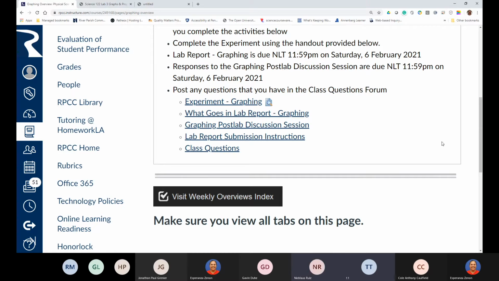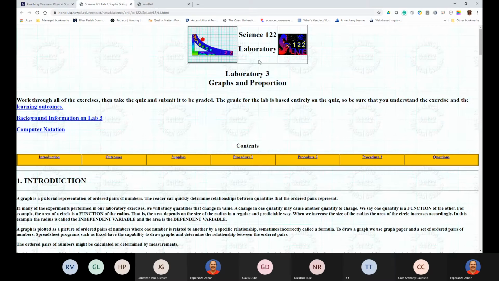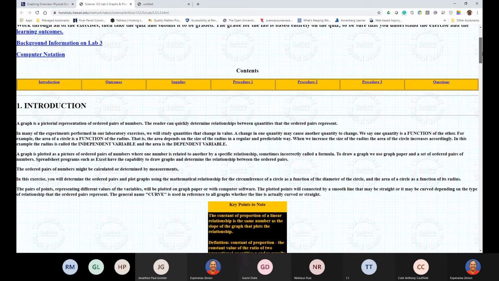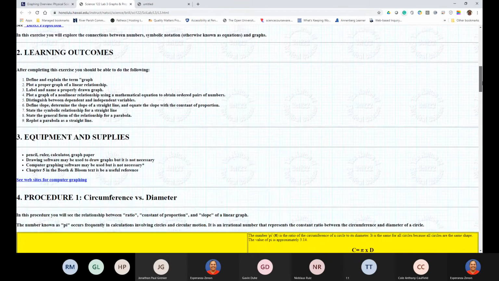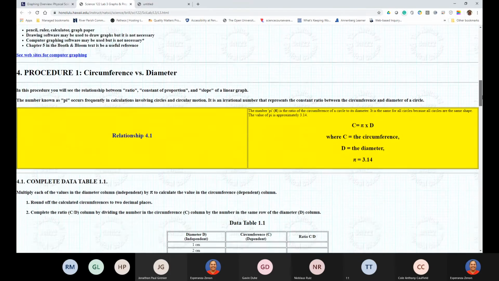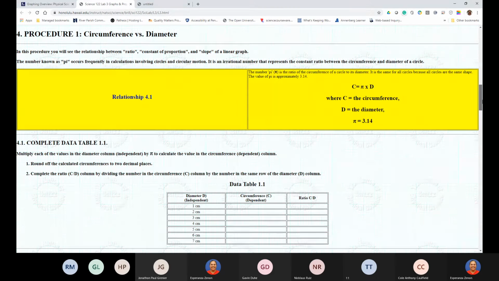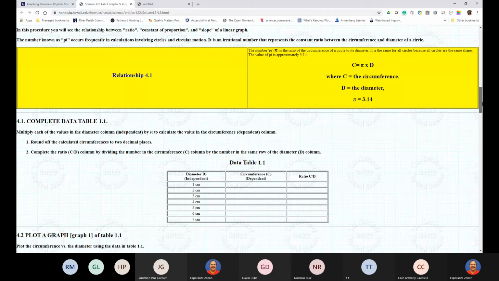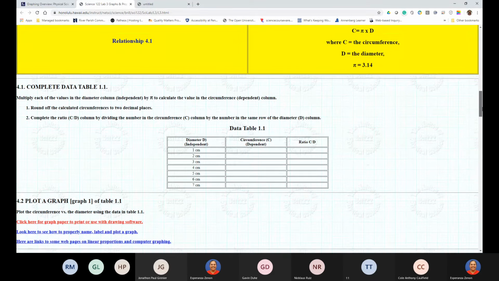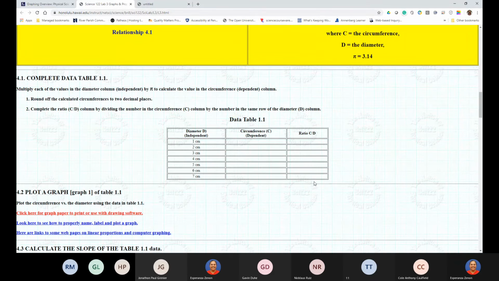All right. Yes. Okay, so now let's take a look at the actual graphing website. Okay, so this is the experiment website. Experiment handout, experiment website, right? So what you're going to do here is slow down, take your time, and read the information in each section. Okay, read the information. And then when you get to section 4, that's when you're going to actually start to do the data that you need for the experiment. So you're going to complete the data table.